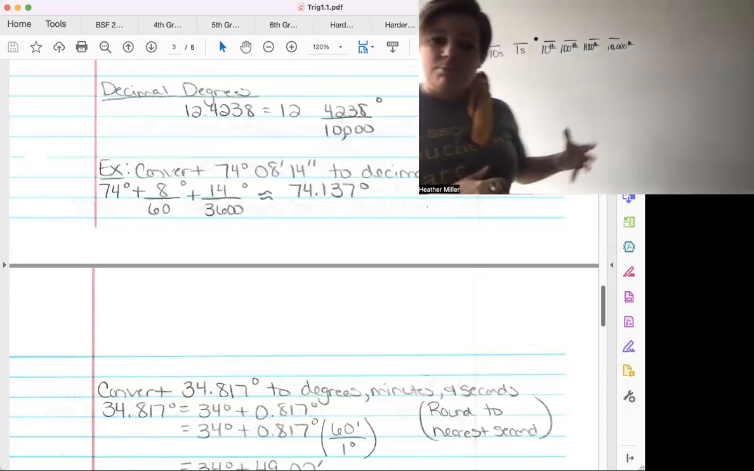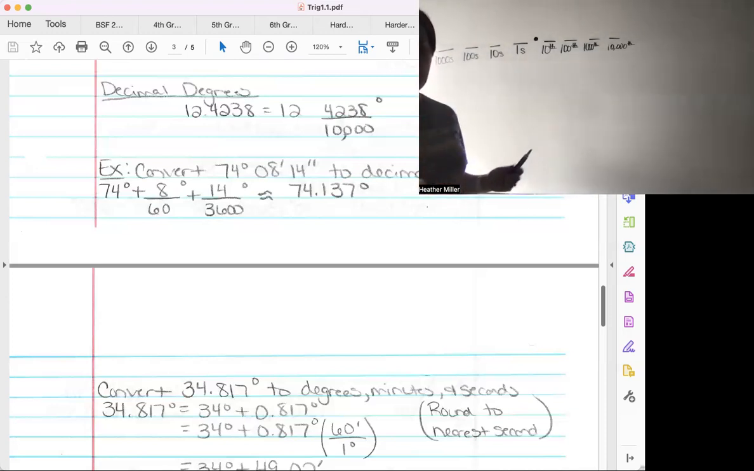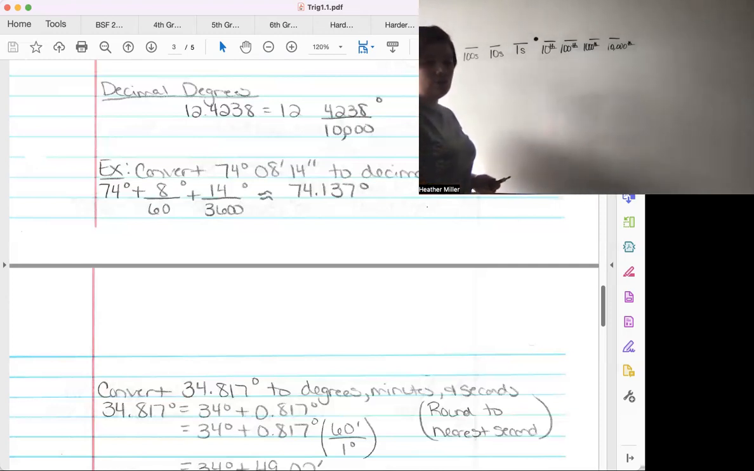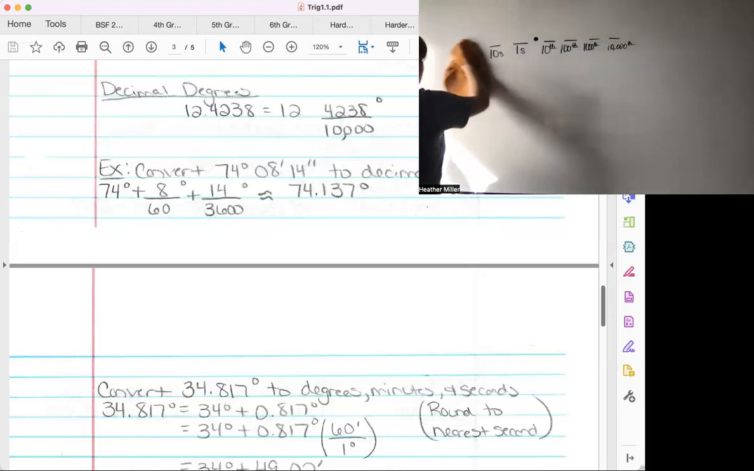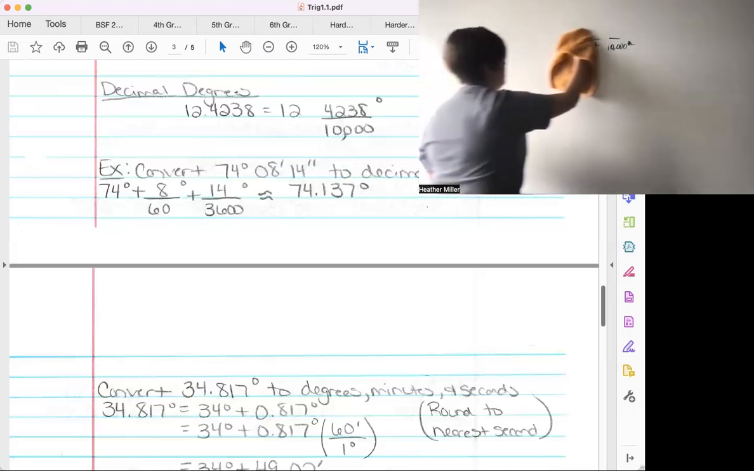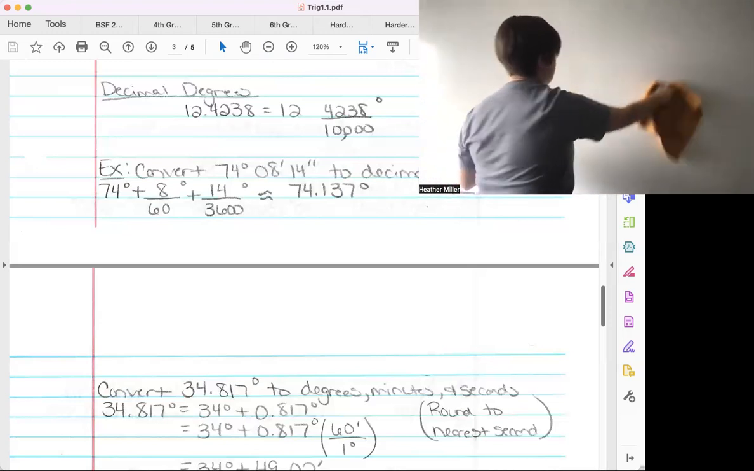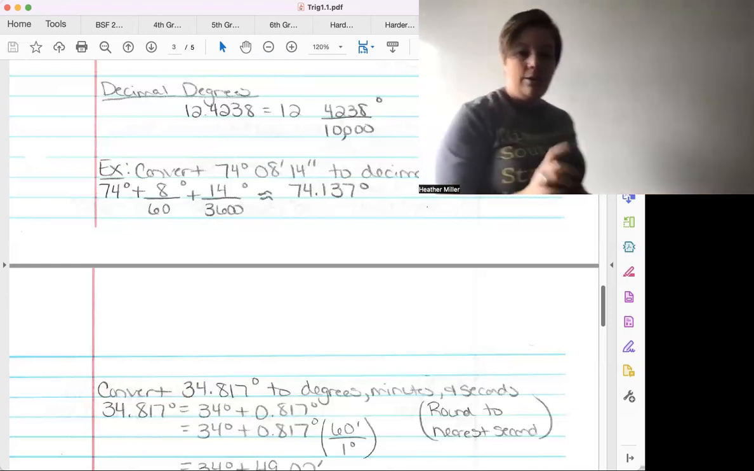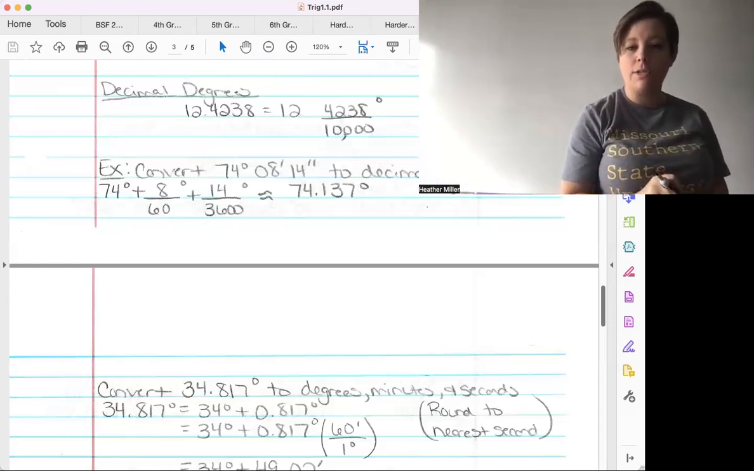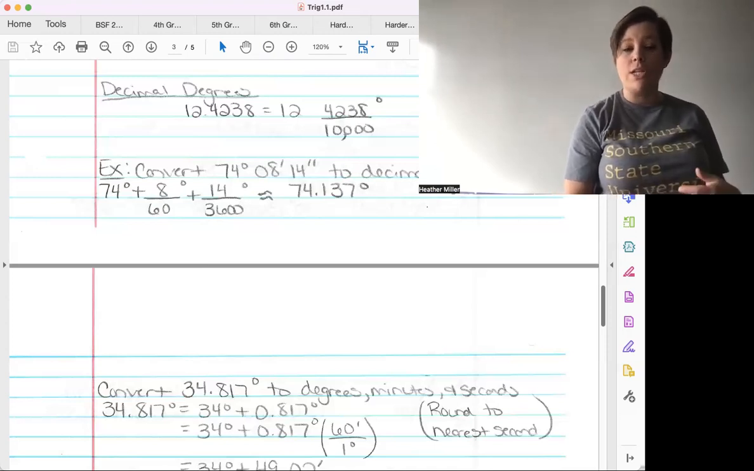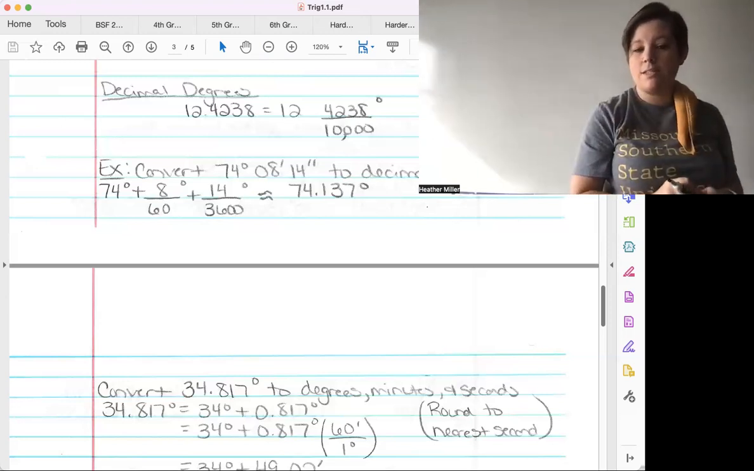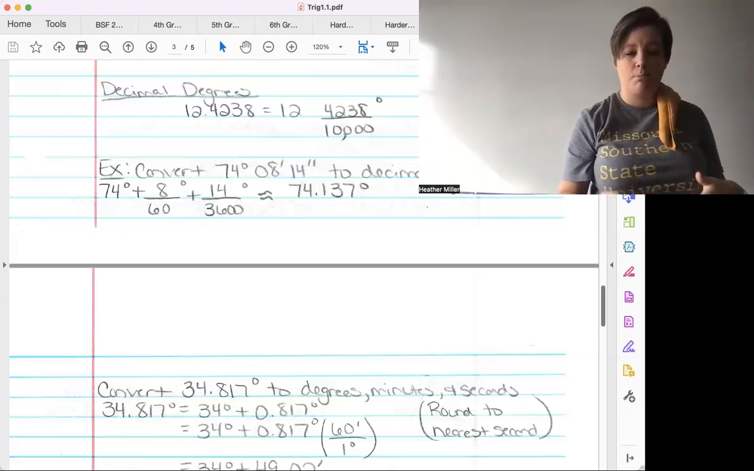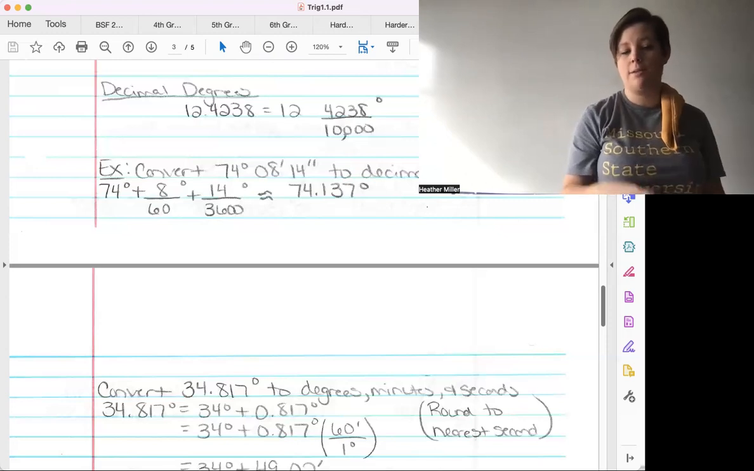Let's see this actually played out on the next problem, where we're going to convert 74 degrees, 8 minutes, and 14 seconds into a decimal degree. Now, notice that when we talk about minutes and seconds, even if it's only a single unit, we typically write it as a double unit. What I mean by that is that we didn't just write 8 minutes, we wrote 08 minutes.